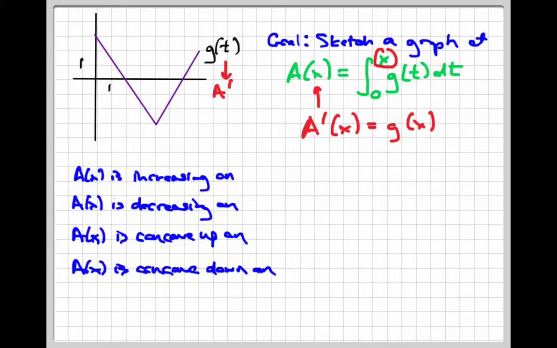So let's set to work here. I have 4 things down here I know I can pull off this graph immediately: where the original function A is increasing and decreasing, and where the original function is concave up and concave down. So let's see about this. Where is A of x increasing?